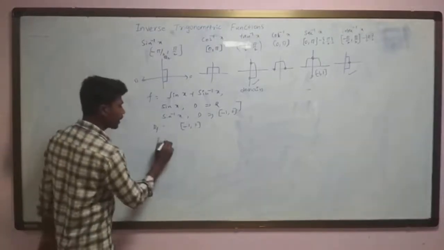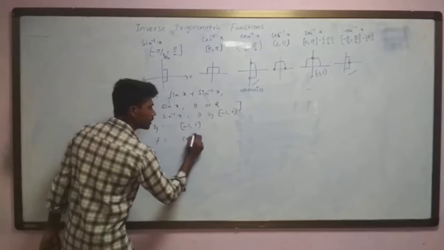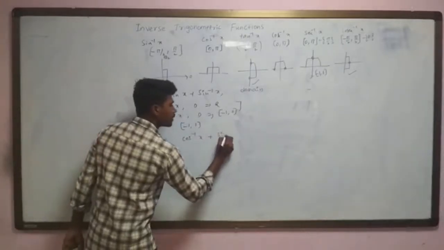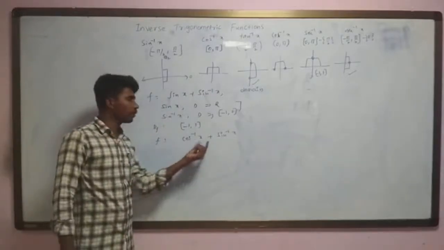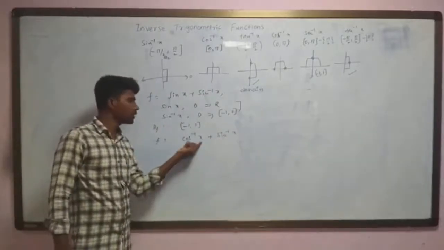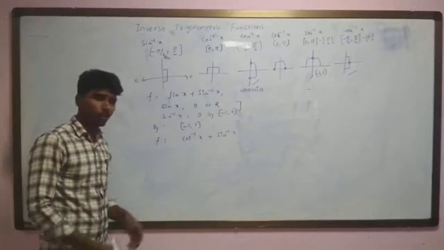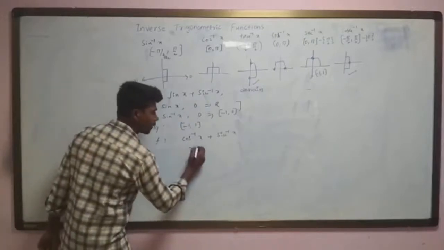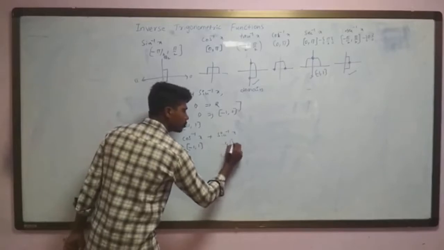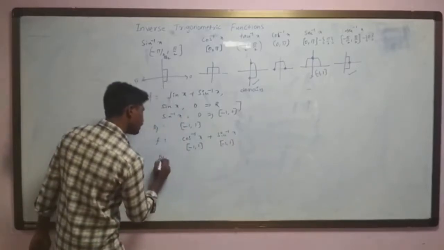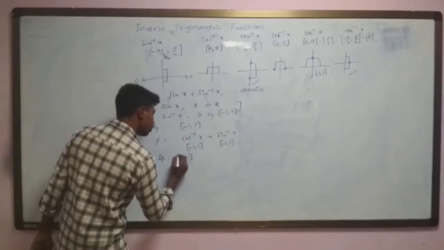If the function is given as cos inverse x plus sin inverse x, what is the domain of cos inverse x and what is the domain of sin inverse x? The domain of cos inverse x is -1 to 1. The domain of sin inverse x is -1 to 1. Therefore, the domain of the given function is -1 to 1.